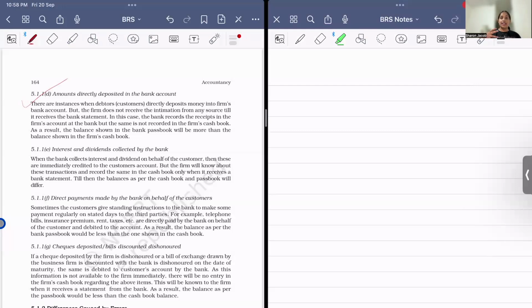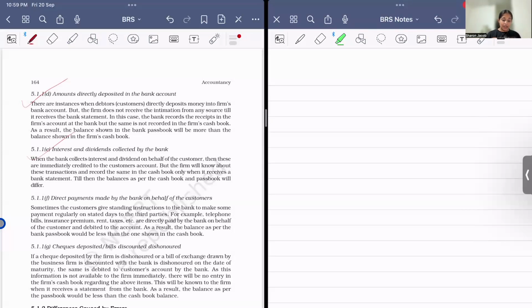If you as a business have subscribed to shares and dividends are collected by the bank on your behalf, and you are not aware of it as yet. So what happens? The bank balance will go up, but the cash book balance will remain as such, right? So that becomes interest and dividends collected by the bank. Direct payments made by the bank on behalf of the customers.